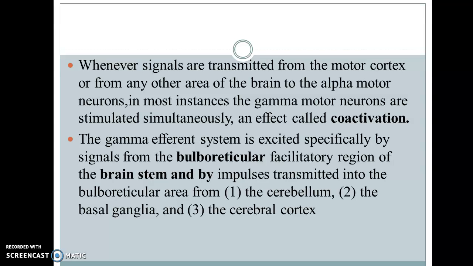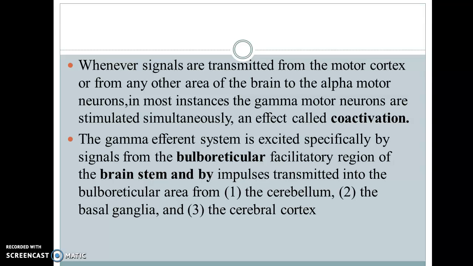Okay, so we have seen yesterday that there are two types, alpha and gamma. Gamma are smaller fibers, and whenever the alpha motor fibers are stimulated, these gamma motor neurons are also stimulated, and this mechanism is known as co-activation, and this is done via the higher centers.